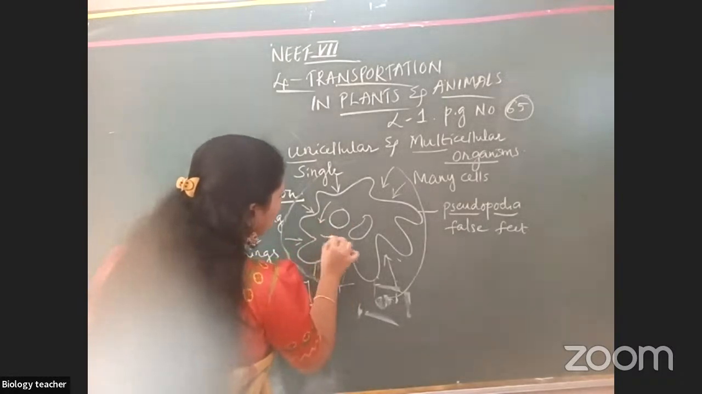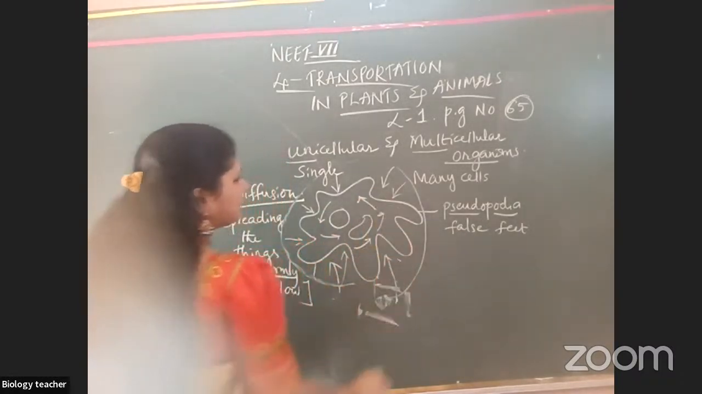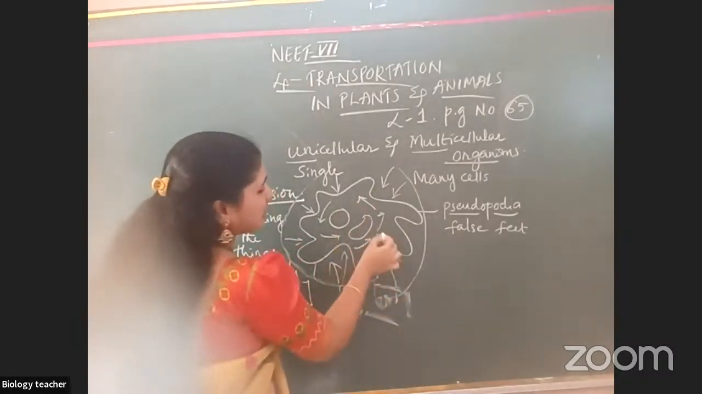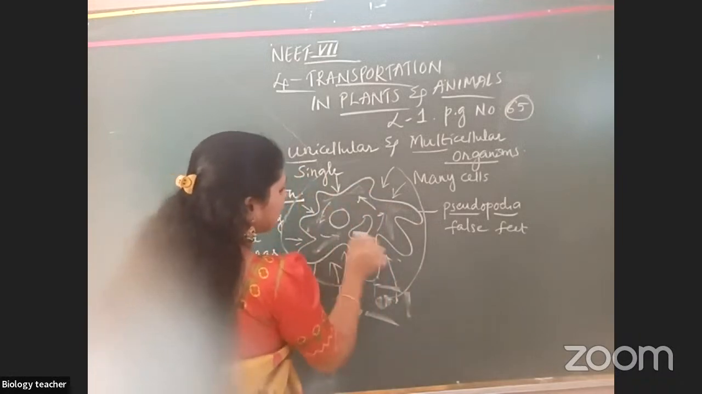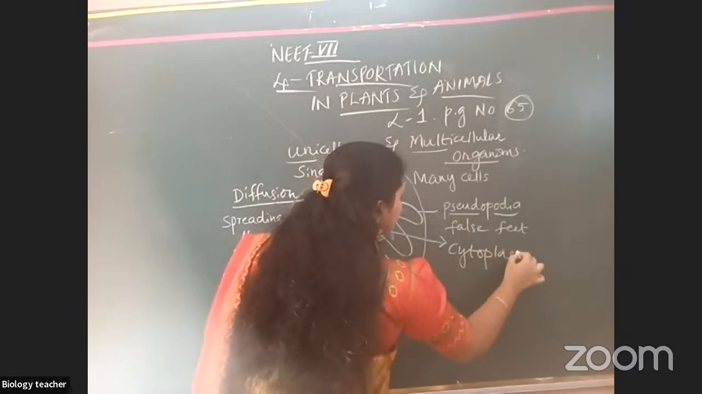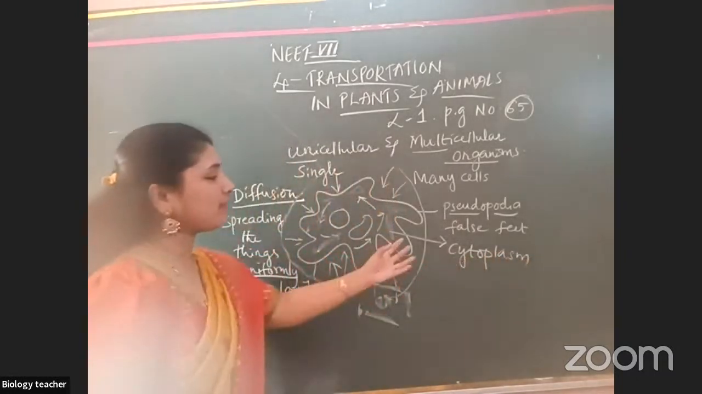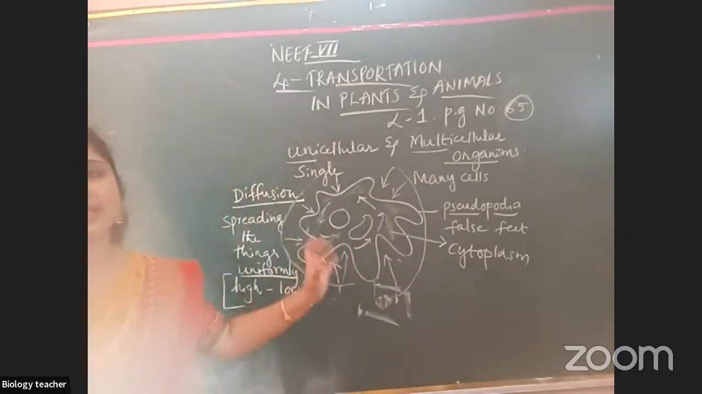And inside it will move like this. Okay, from outside it will go and from inside it will move here. The jelly-like substance present in any cell is known as cytoplasm. So by the moving of cytoplasm, the oxygen will move along with the cytoplasm towards all the cells.